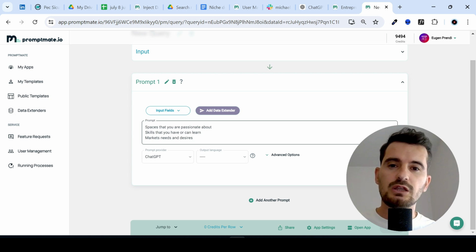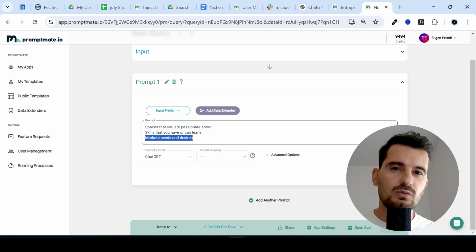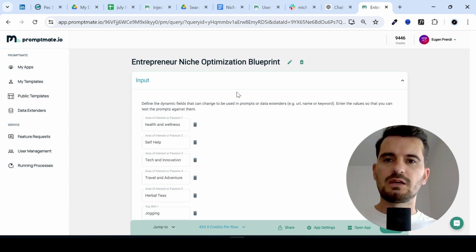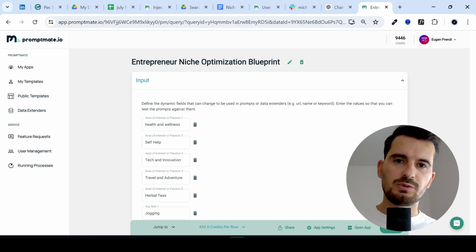And the first thing that comes to mind is three main points, right? So market needs and desires, which might be the most important aspect, skills that you have or can learn or can improve, and spaces that you are passionate or interested in, right? So I created this template, which is called Entrepreneur Niche Optimization Blueprint.